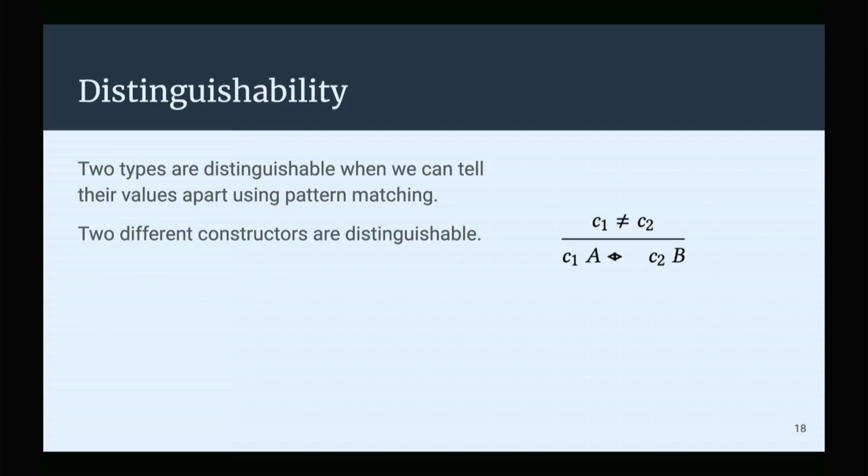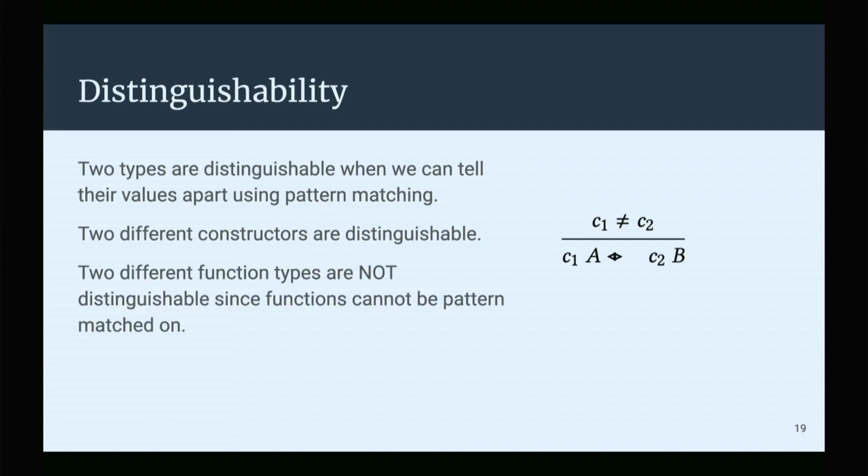So to explain that a little bit better, we're going to call two types distinguishable when we can tell their values apart using pattern matching. So for example, two different data constructors are always going to be distinguishable from each other because we can always pattern match them into two different branches. But on the other hand, function types, regardless of what the domain and range are, are never distinguishable from each other. And that's because if you take two lambdas, there's no way to tell which of the two function types they are. There's no type information that you can get from those lambdas. There's no information you can get at all except for trying to run them.